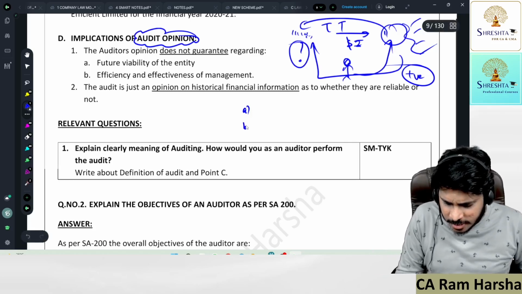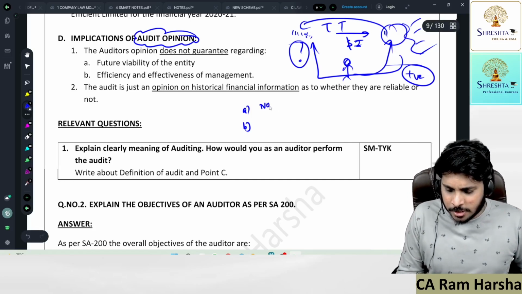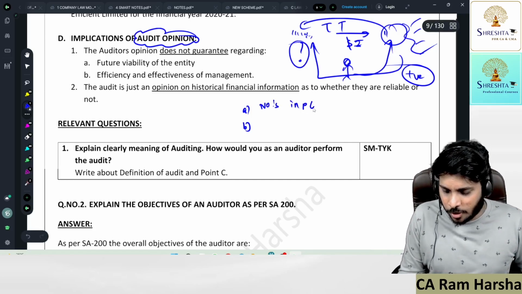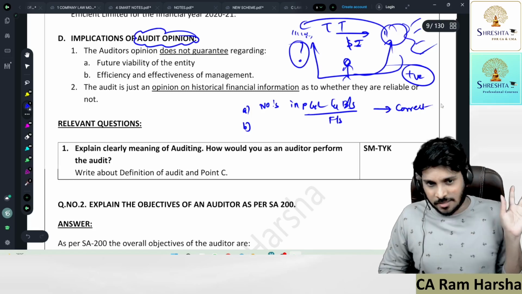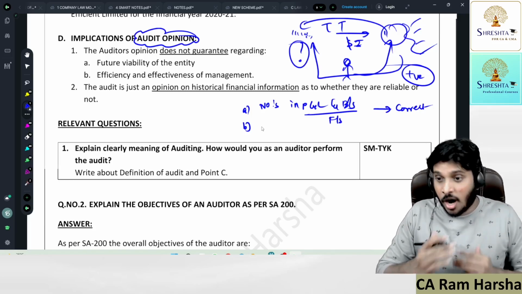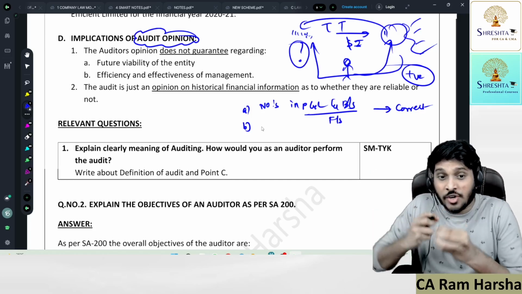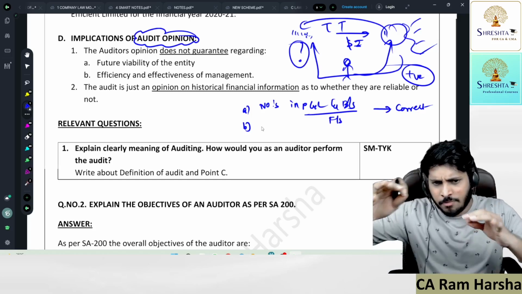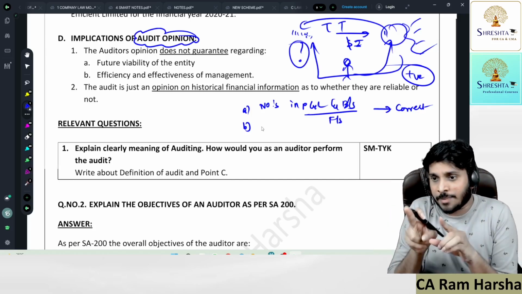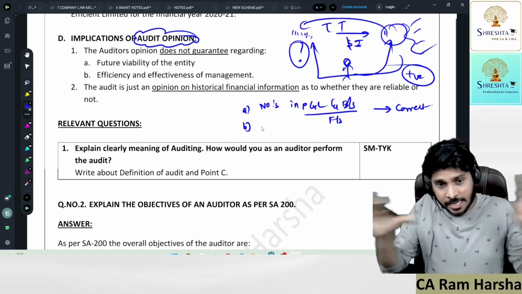I'll give two options, option A and option B. Option A: the numbers shown in the profit and loss account and balance sheet, nothing but the financial statements, are correct. Option B: how the auditor gave a positive opinion, how we should interpret it. That's what I'm asking. He came and gave a positive opinion. Simple. How should I interpret? Option 1, I will interpret it as the numbers are correct.